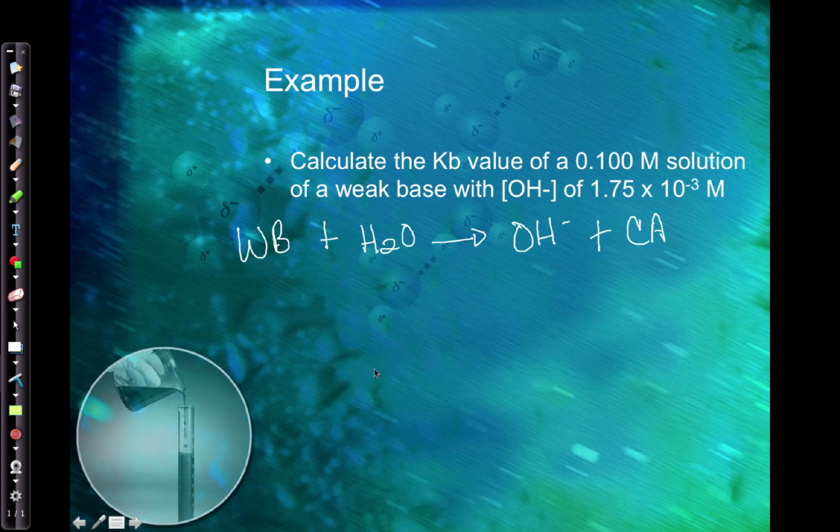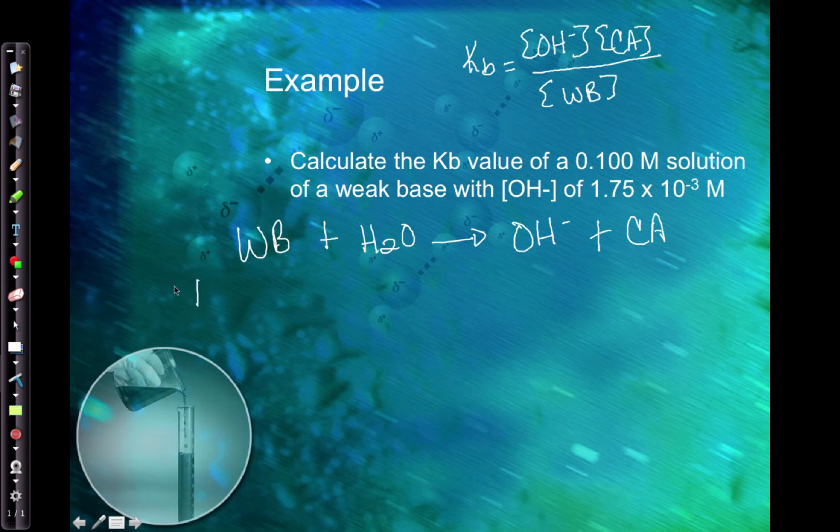All right, so in order to get Kb, I need the concentration of hydroxide, which I do have, times the concentration of the conjugate acid divided by the concentration of my weak base. And of course we don't include the water. So we need to do an ICE table.